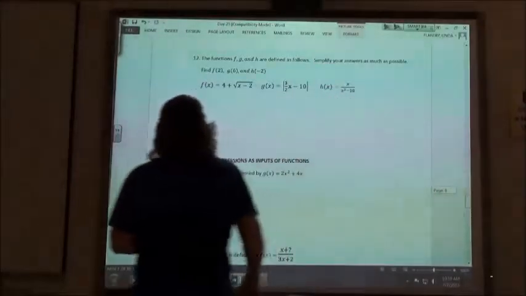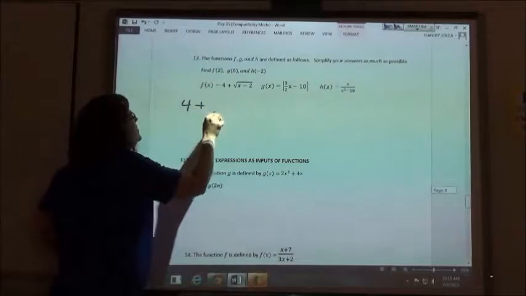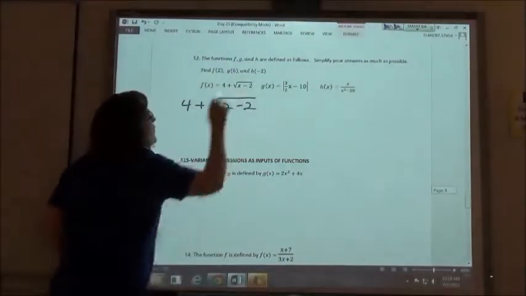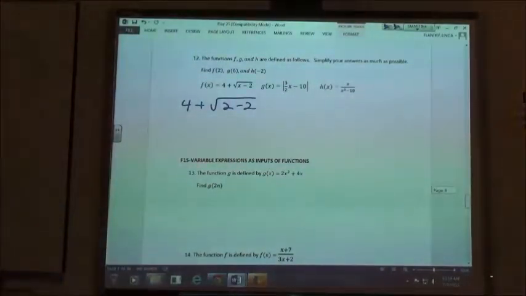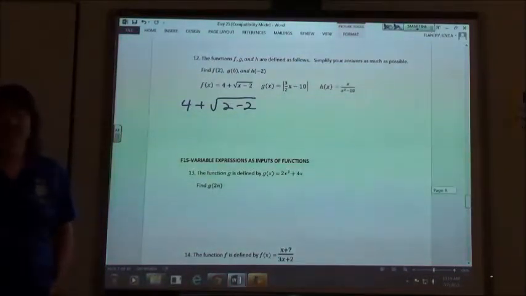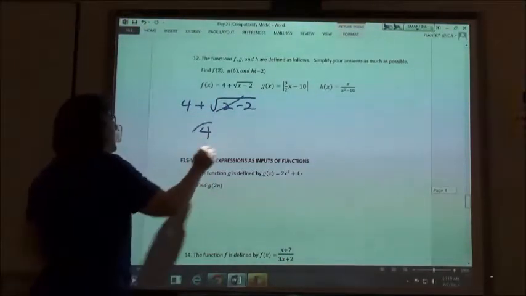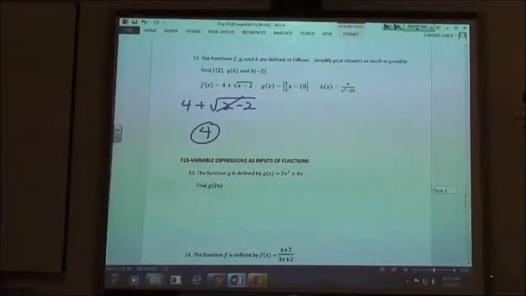Number 12, we are going to do f of 2 starting with. So 4 plus the square root of 2 minus 2. If I simplify that, I get that's 0. So 4 plus 0 is 4, right?